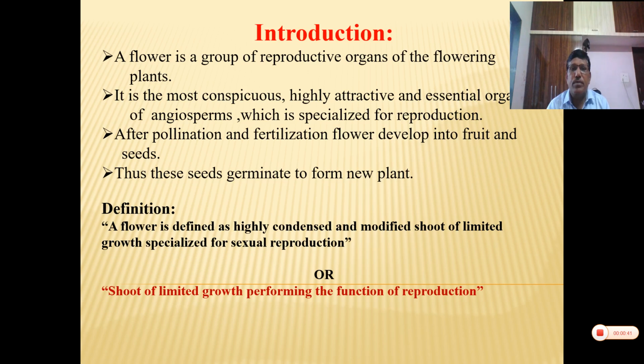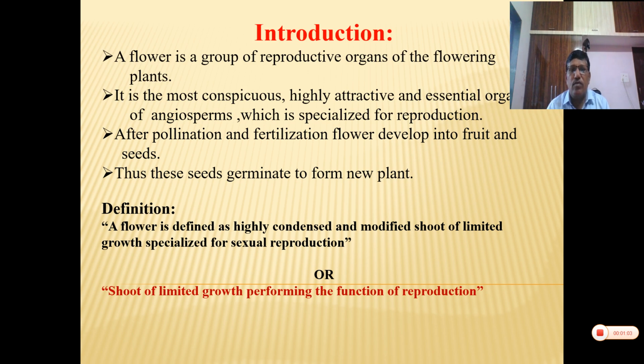It is the most conspicuous, highly attractive, and essential organ of angiosperms, which is specialized for reproduction. After pollination and fertilization, the flower develops into the fruit and seeds. Thus, these seeds germinate to form the new plant.